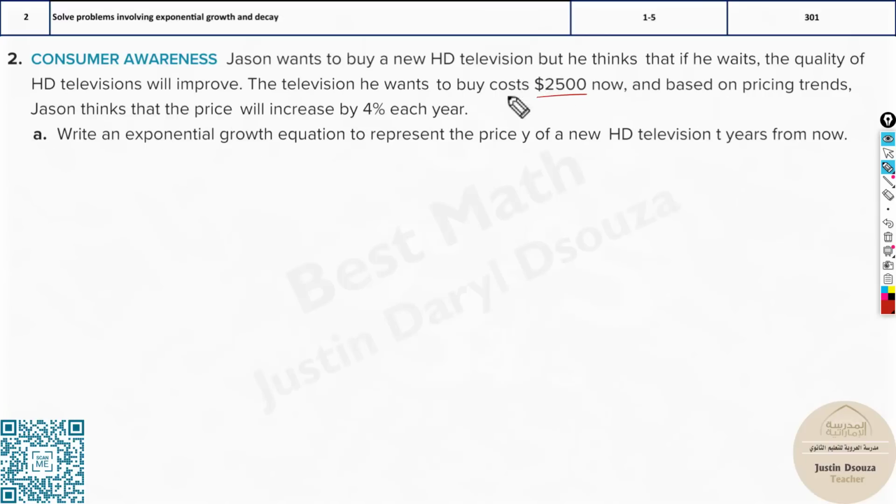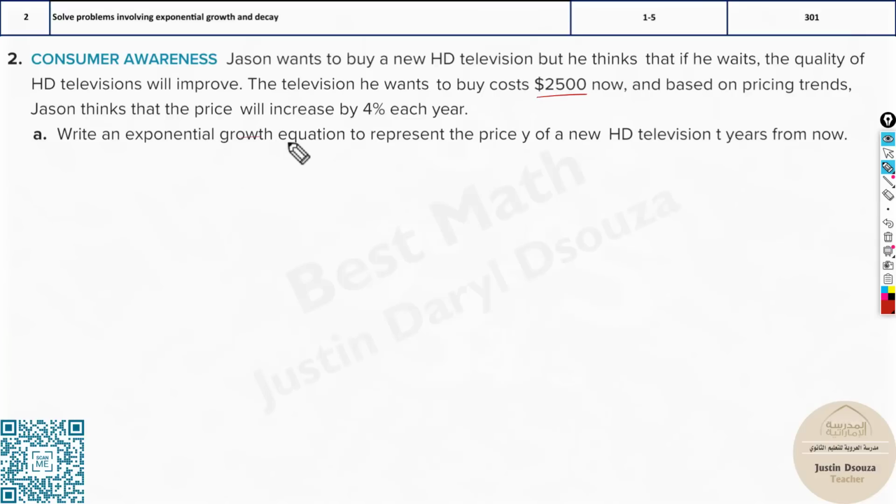Certain products will always keep on increasing their price after each year, right? Because of inflation and other things. So this increases every year by 4%. But the HD quality will improve as well. Write an exponential growth equation to represent price y of a new HD television t years from now.